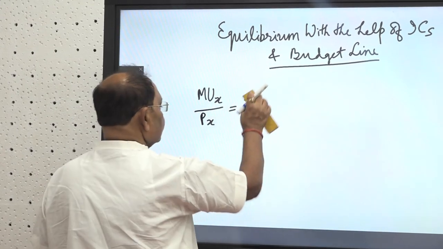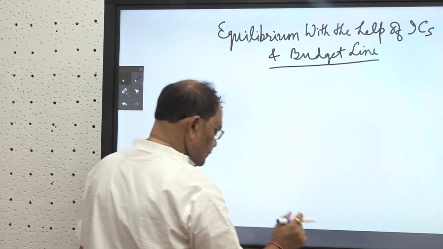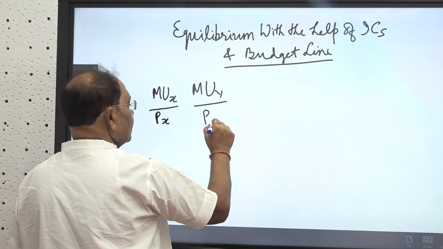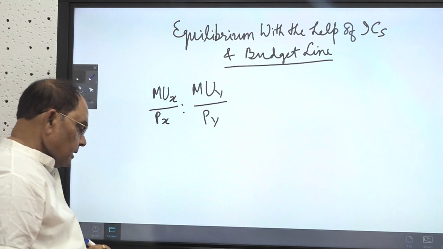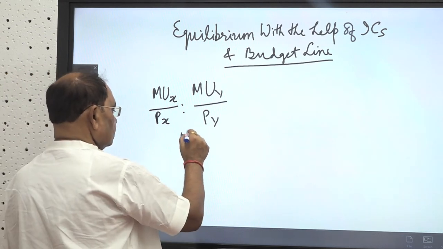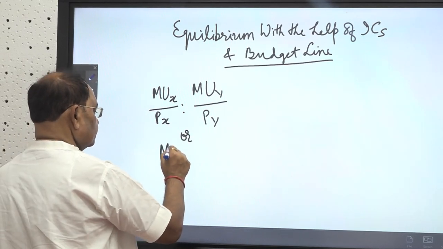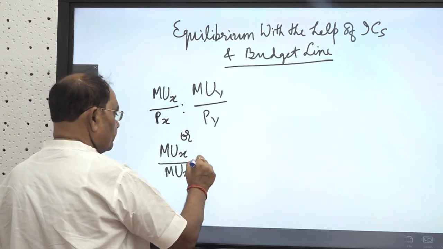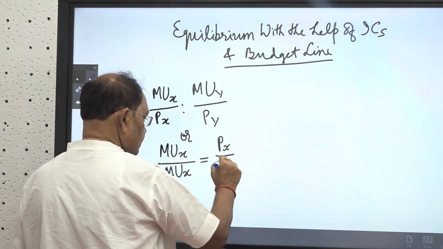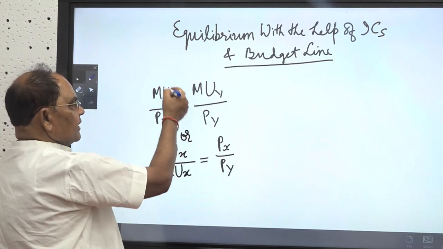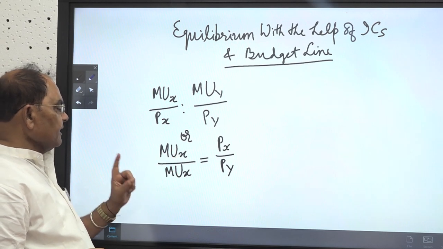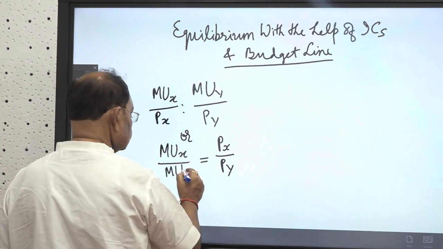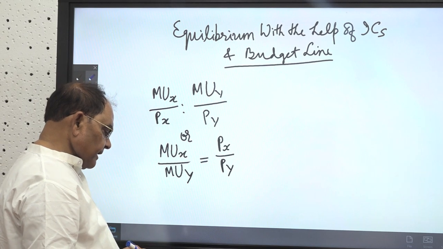Now, supposing there are two commodities and the equilibrium is being studied with two commodities, that is, marginal utility of Y is equal to price of Y. Now, these are the two commodities. Now, it can be rewritten as MUX upon MUY is equal to PX upon PY. This is by cross multiplication. This gives us marginal utility of X upon marginal utility of Y is equal to price of X upon price of Y.